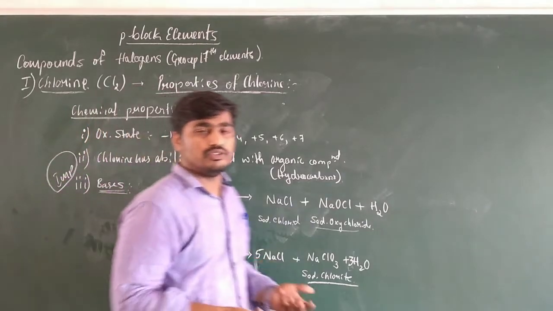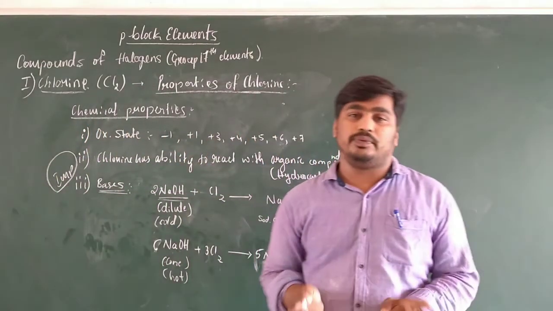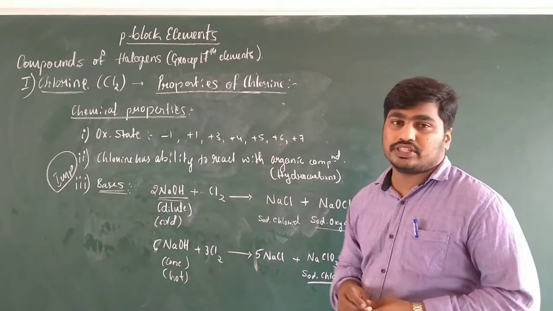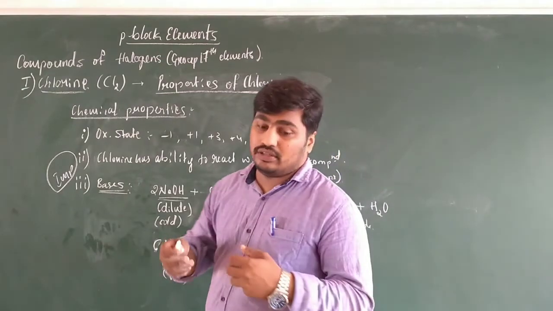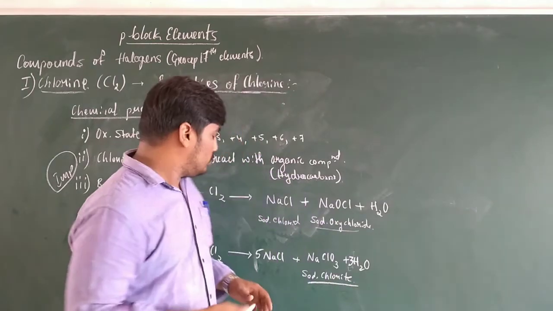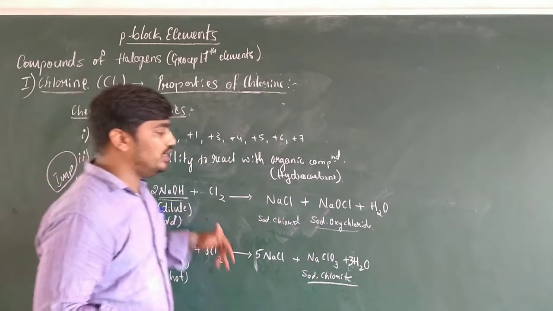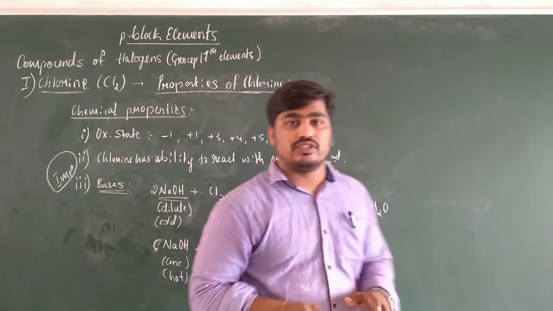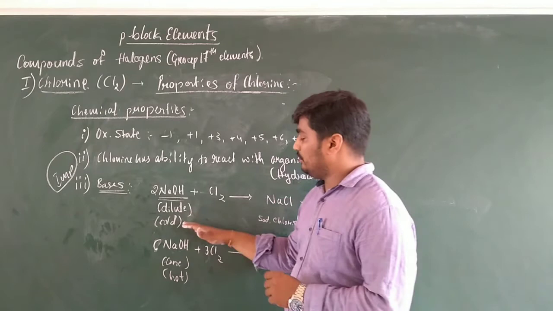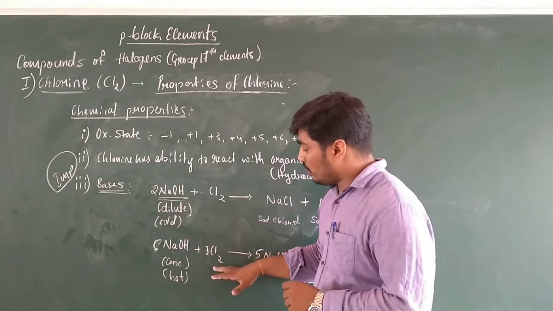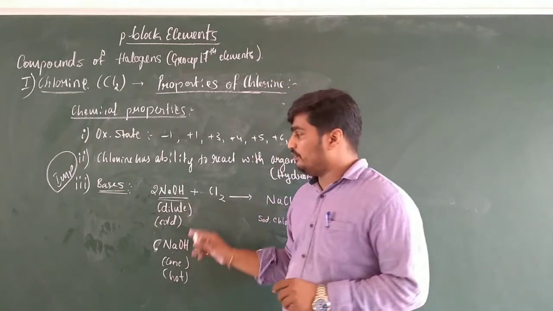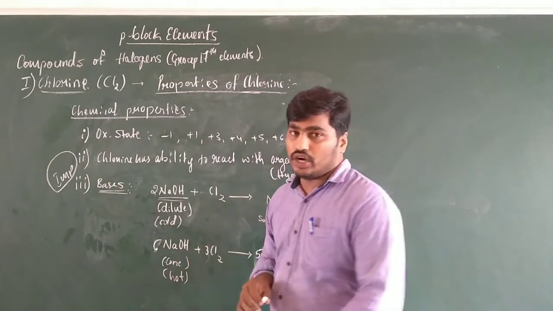Otherwise, you should remember the reaction. There is no other way, using the trial and error method or by remembering the reaction. You should get the ability to write the reaction in your exam. So these are the two important reactions we come across under chlorine: how chlorine reacts with dilute or cold NaOH, and how chlorine reacts with concentrated or hot NaOH. These two are very important reactions under chlorine.